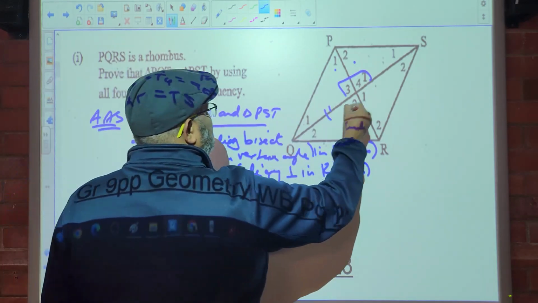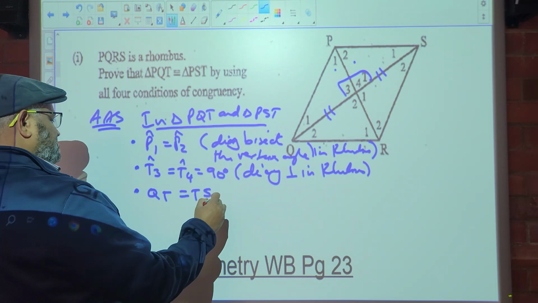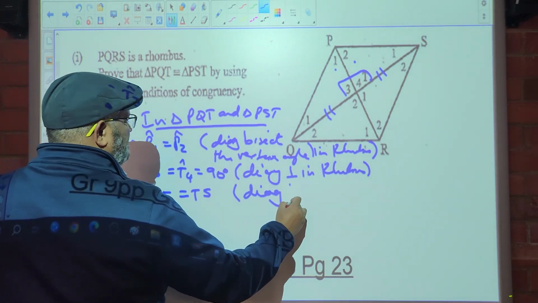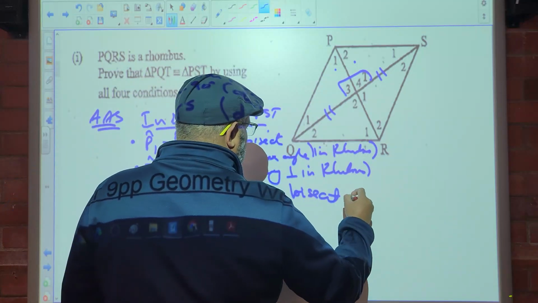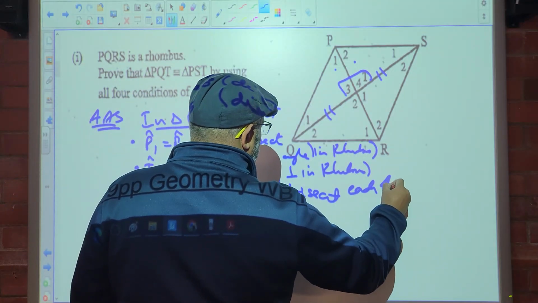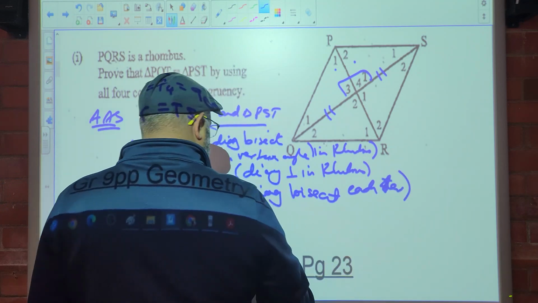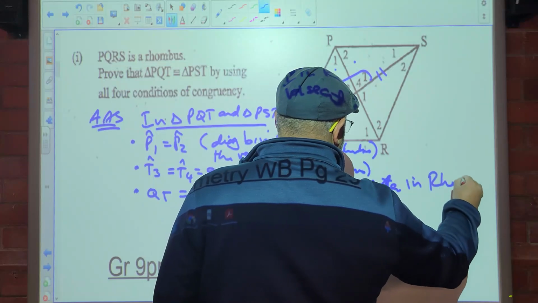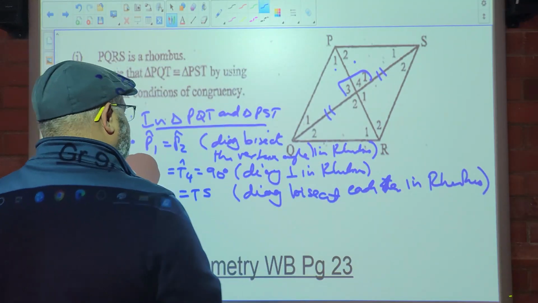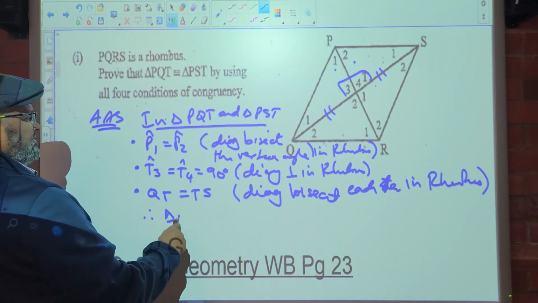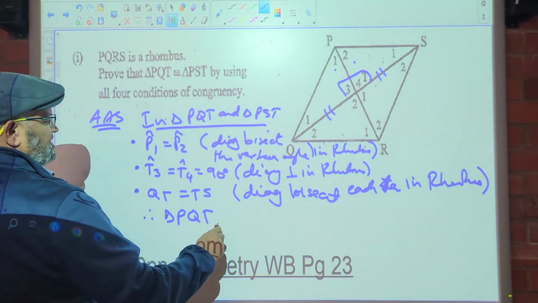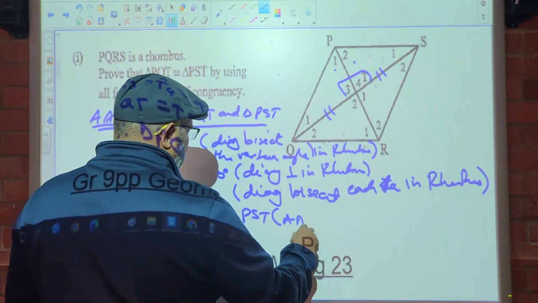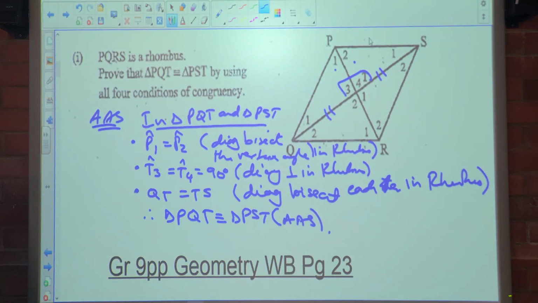Why is QT equal to TS? Because diagonals bisect each other in a rhombus. Okay, that's enough to conclude. Therefore, triangle PQT is congruent to triangle PST. Why? Angle, angle, side. Okay.